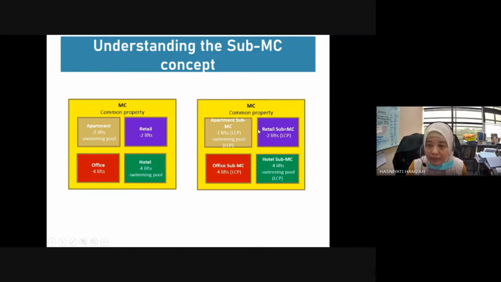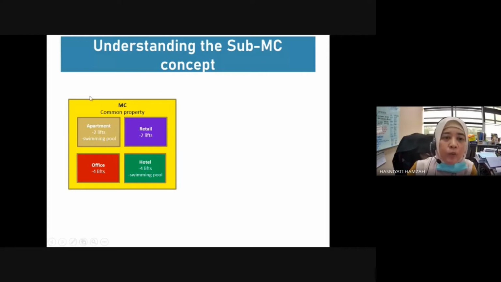Okay, but once the limited common properties have been designated, this will exclude other users from using the limited common property. For instance, for the apartment here, you have the 2 lifts and the swimming pool. The 2 lifts and the swimming pools within the apartment now cannot be used by the retail users, office users and hotel users. Similarly, for all the limited common properties for all other users. Hopefully that is clear.